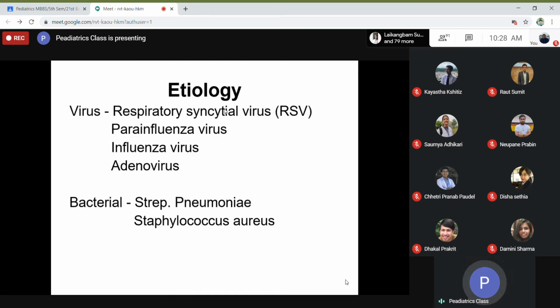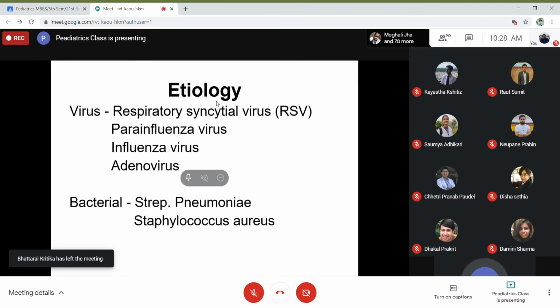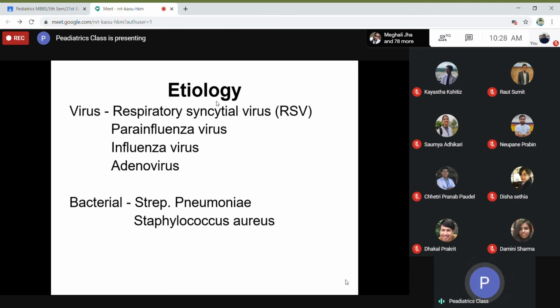What are the etiological agents of pneumonia? The more common etiological agents are respiratory syncytial virus, parainfluenza virus, influenza virus, adenovirus. Not written here, but now we are facing coronavirus infection, so now we can write coronavirus pneumonia. These are the viral etiological agents which can cause pneumonia.